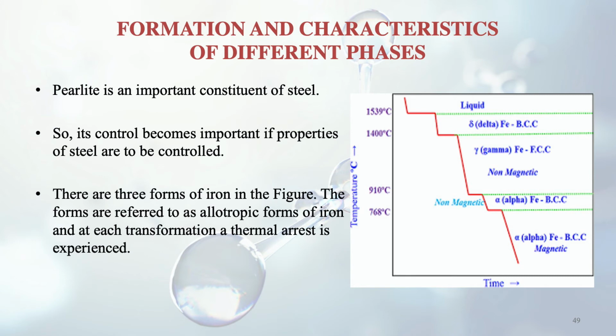There are three forms of iron in this figure. Those are alpha, gamma and delta. Alpha is the one which is up to about 900 degrees centigrade. Then gamma is the one which is up to about 1400 degrees centigrade, and beyond that, from 1400 to 1539 degrees centigrade, we get delta. So this transformation from BCC to FCC and further again to BCC keeps on happening depending upon the cooling rate and other things, carbon constituents, etc.